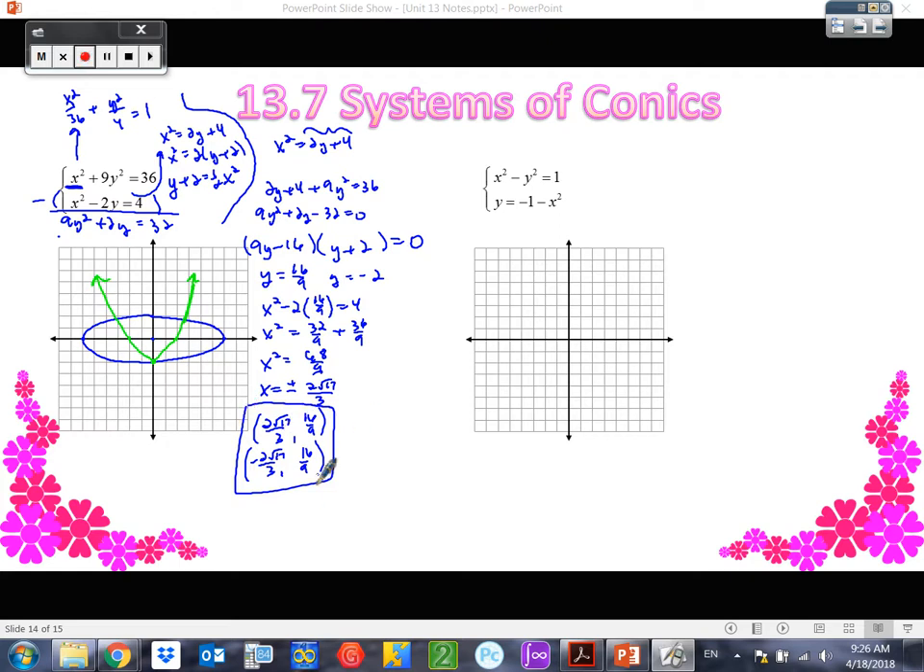As I look at these solutions in the graph, it appears that what I've found are these two up here. Right? That's what that looks like. So we're good to go. We have one more solution to find.